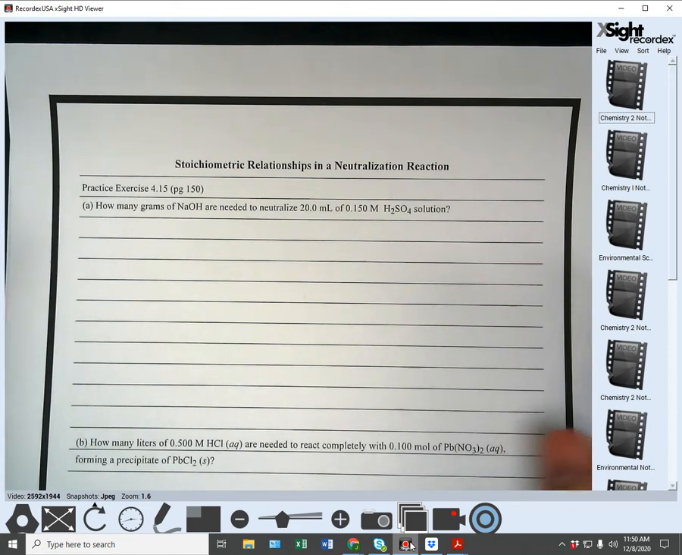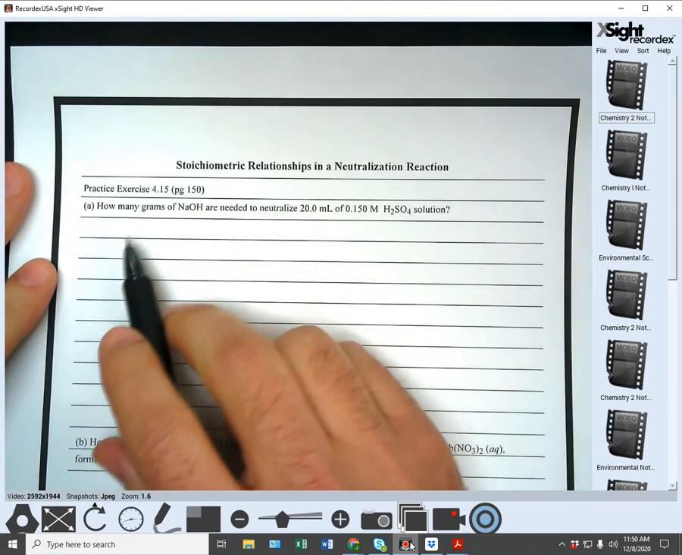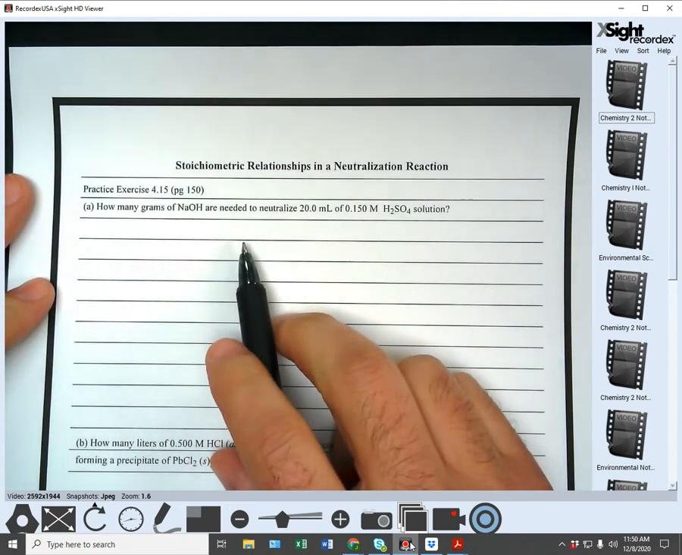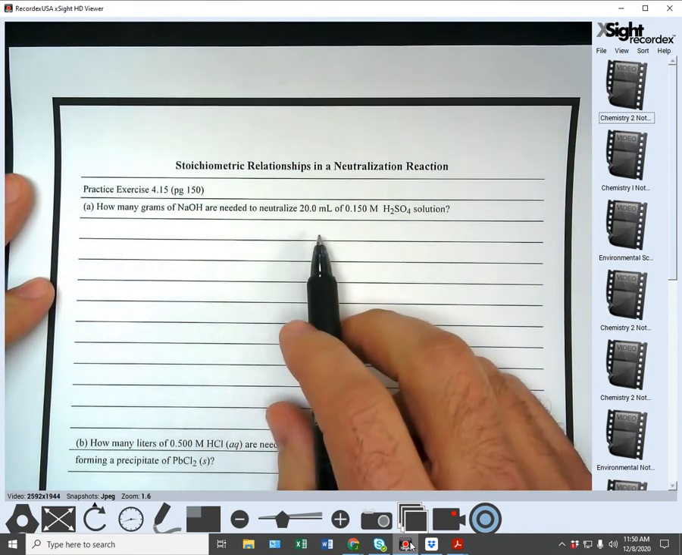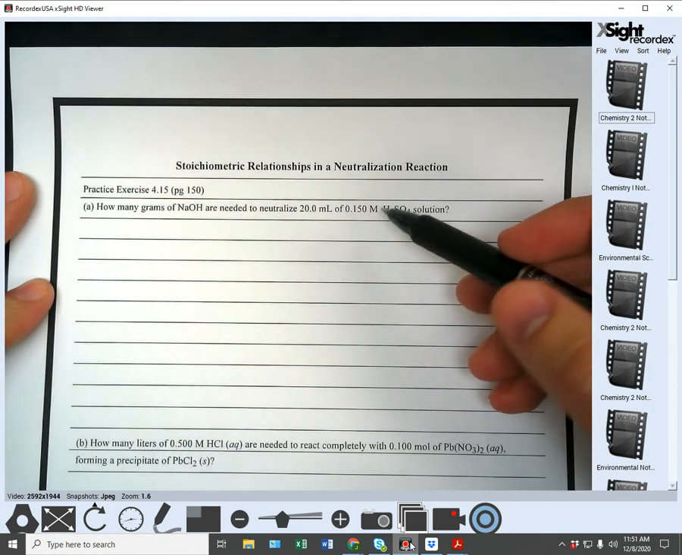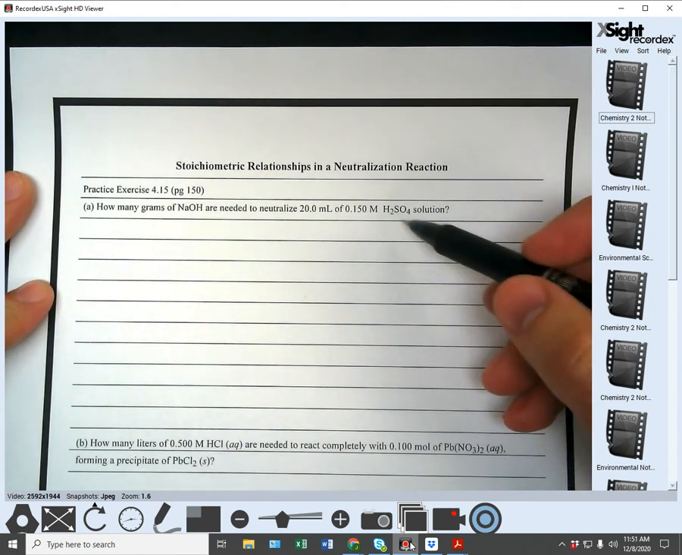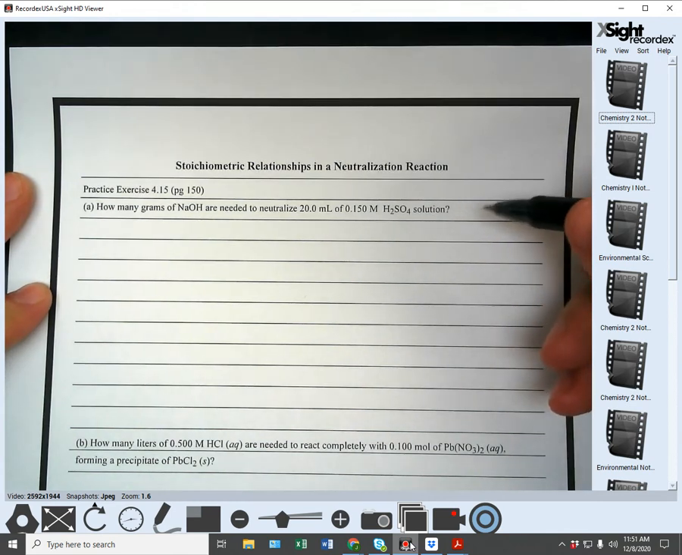So the first part is how many grams of sodium hydroxide are needed to neutralize 20 milliliters of a 0.150 molar sulfuric acid solution.